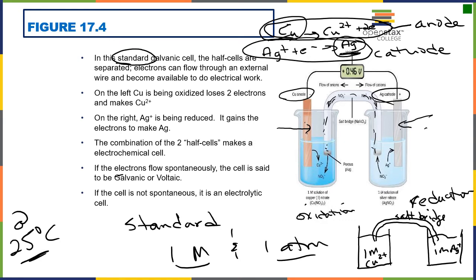If the electrons flow spontaneously off of the copper wire, making more copper 2 plus, through the wire and go and collect on this electrode, and these electrons are picked up by the Ag plus in the solution, this is spontaneous. The cell is said to be galvanic or voltaic. If the cell is not spontaneous, then it is said to be an electrolytic cell.